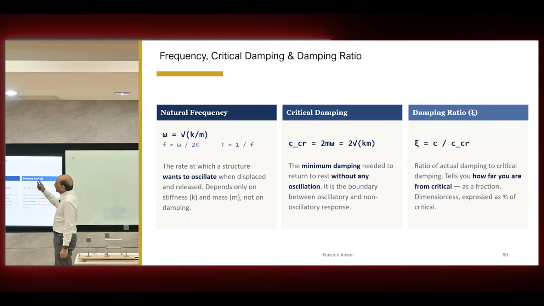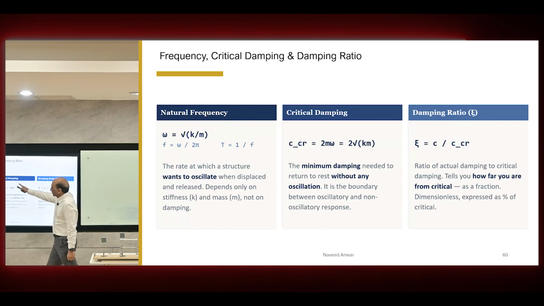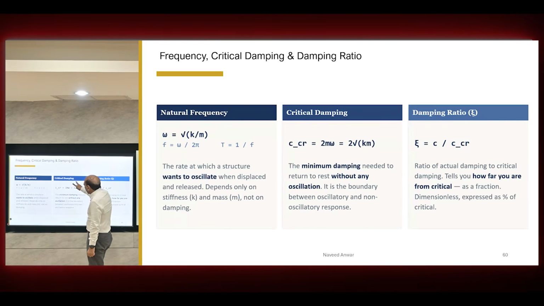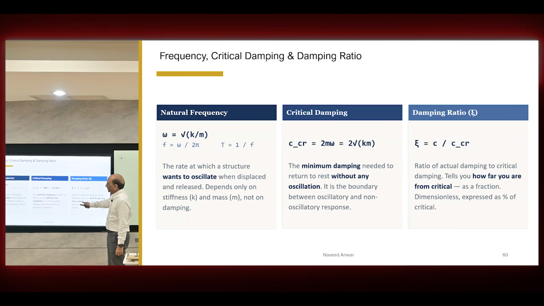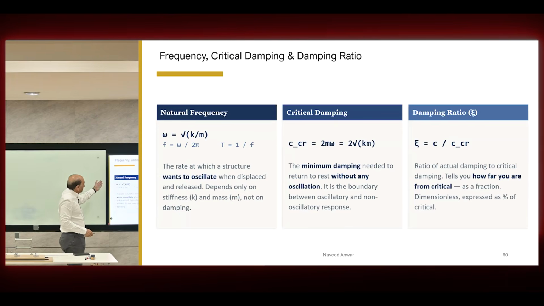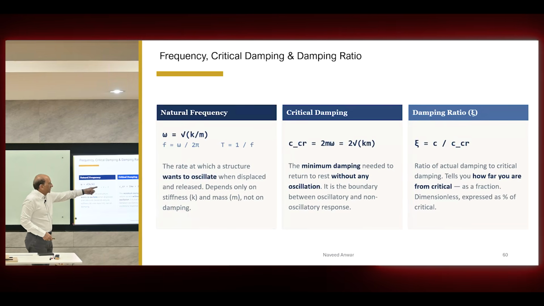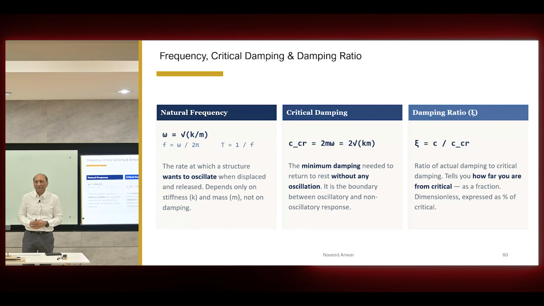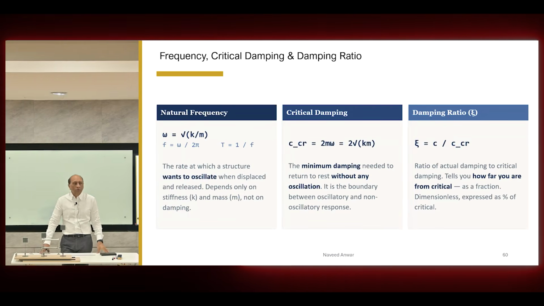And this is the frequency, critical damping, and damping ratio, the equations for that. So natural frequency, critical damping, and damping ratio. I will have better equations. I just didn't replace here, just typed. Anyway, natural frequency we already know. And then we also know critical damping with that formula, and then damping ratio. So these three things are very important for us to do the analysis.